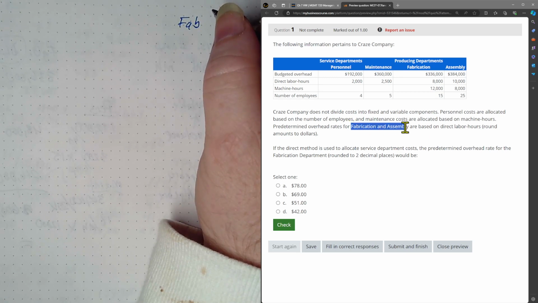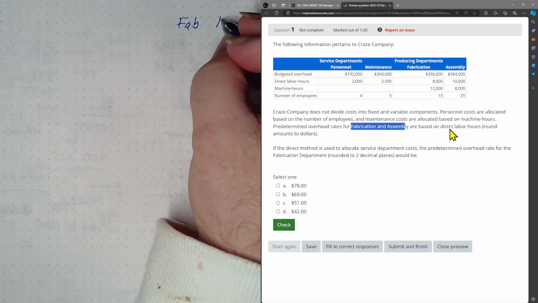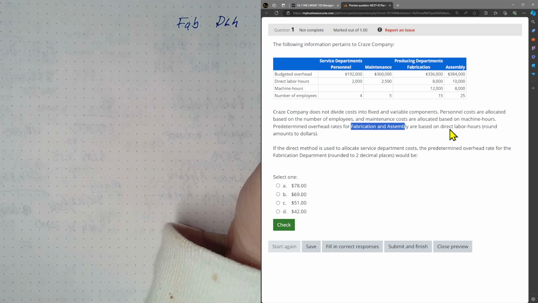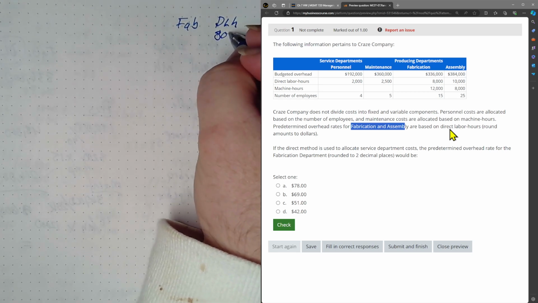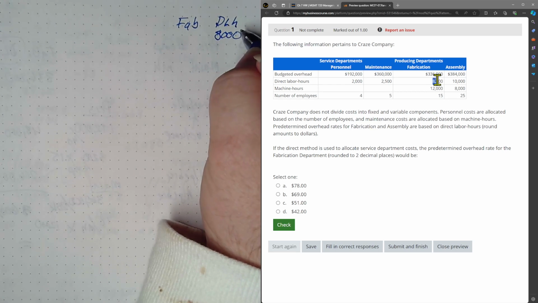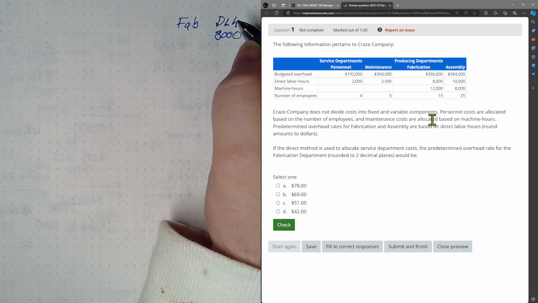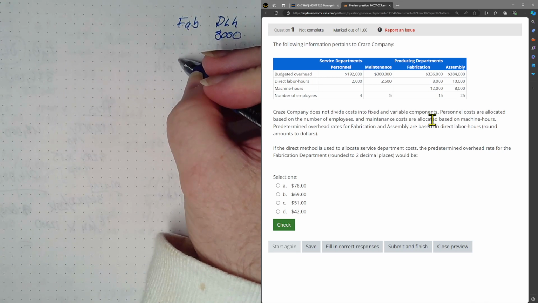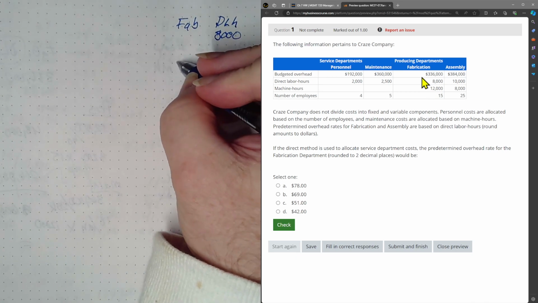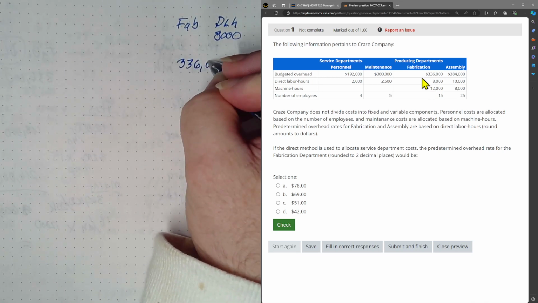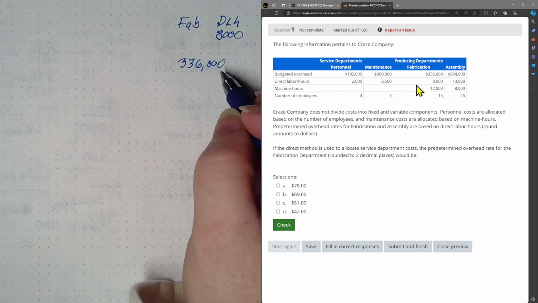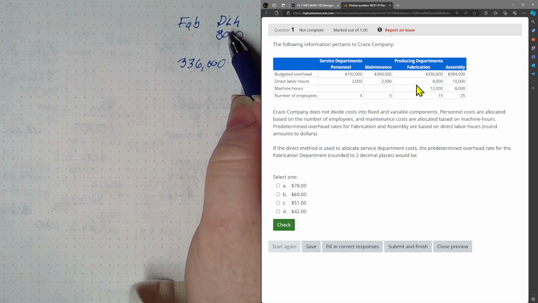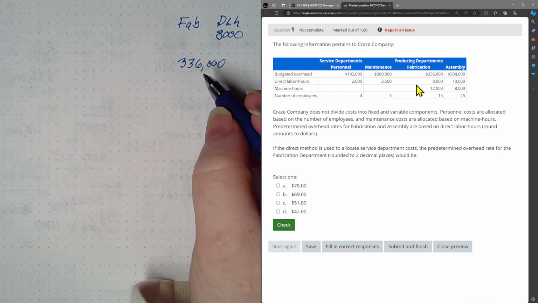Fabrication and assembly are based upon direct labor hours, so let's just remember that. And the direct labor hours that we have for them are 8,000, right? 8,000. Now, fabrication has some pre-existing costs, right? So we're going to take its existing costs, and then we're going to add in whatever we allocate from the service department and the maintenance department to fabrication, add all 3 together, divide by 8,000 to get the rate.